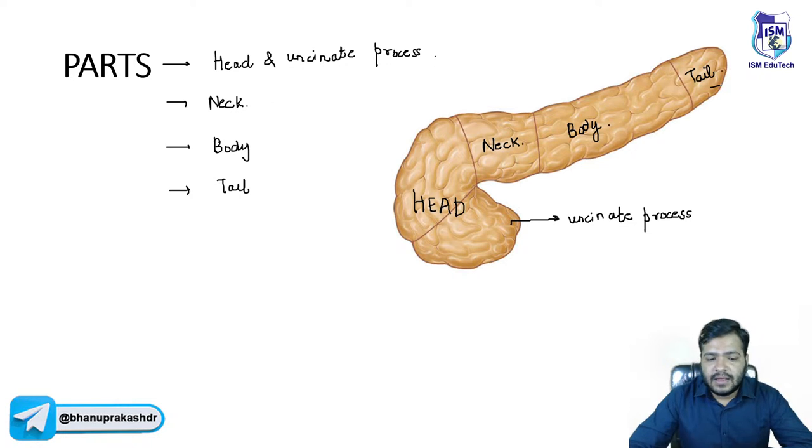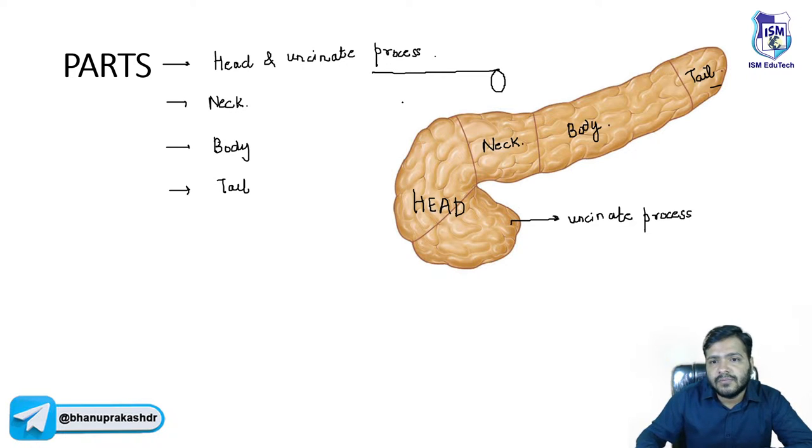The head part is divided into a superior part and an inferior part, right? The inferior part towards the left end is basically the uncinate process. Then we have the neck, the body, and the tail. And you already know, beta, please draw this, that it is all present in the loop of the duodenum.